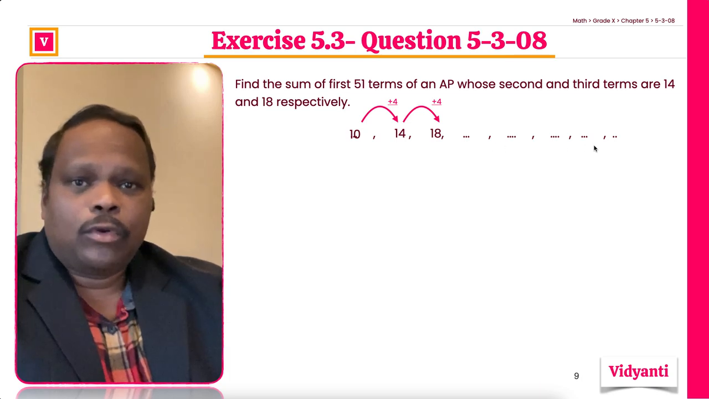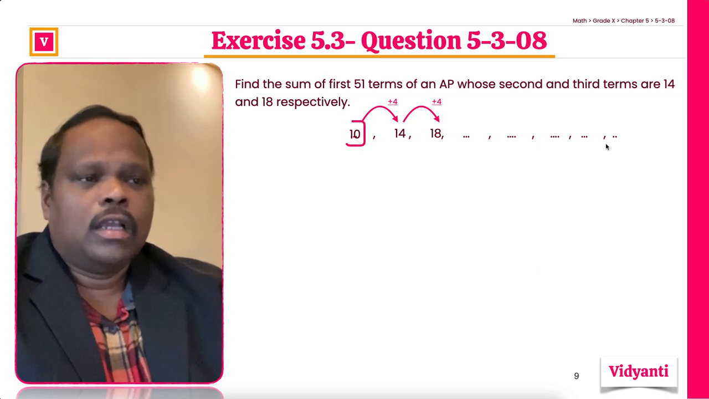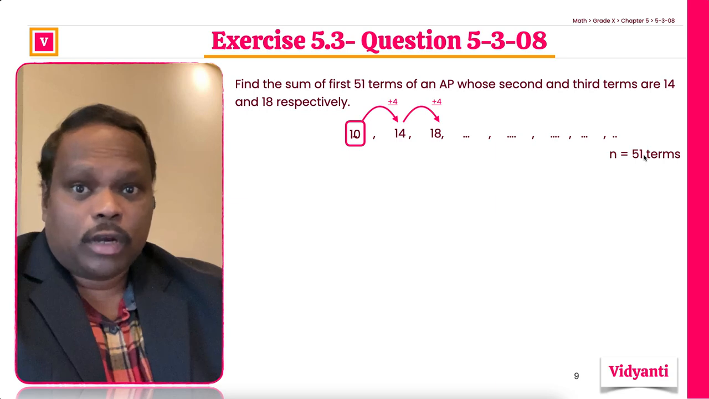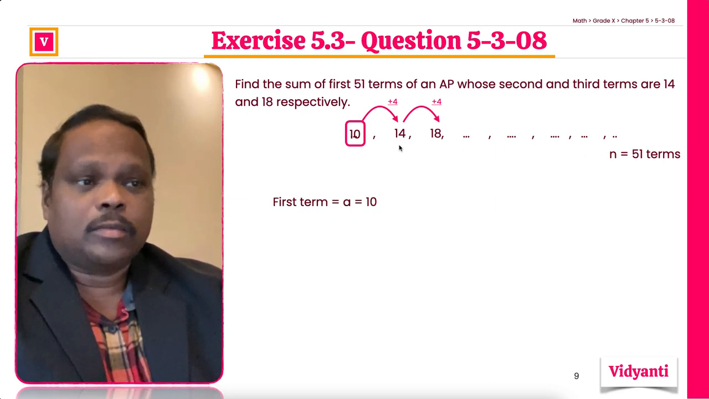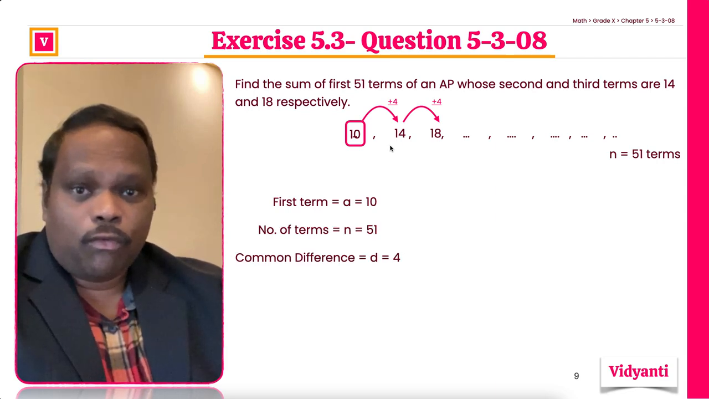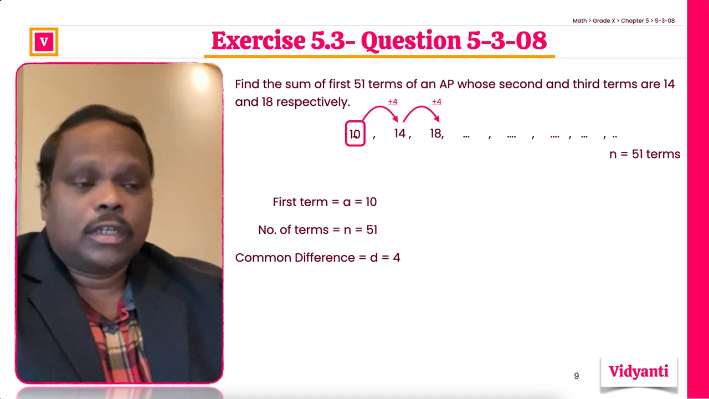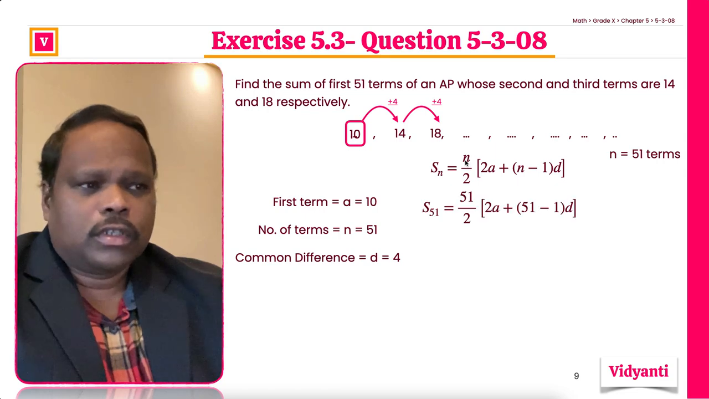Do we really have to calculate the remaining terms? No, we are going to plug the values into the formula. Overall, 51 terms we are supposed to collect. The first term, denoted by A, has now been calculated as 10. The number of terms is 51. The common difference, which remains uniform between two successive terms, is 4. And now we can plug in these values.